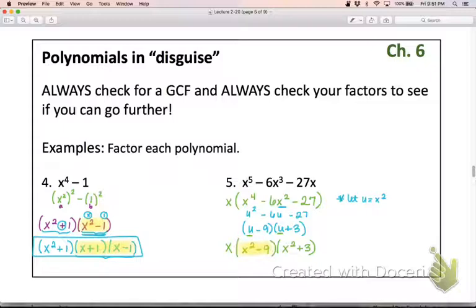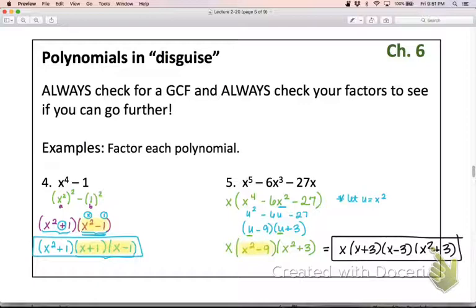So that is going to factor to finish out all the way. We have x. X squared minus 9 becomes x plus 3, x minus 3. And then x squared plus 3, that can't be factored. So this is the final answer.